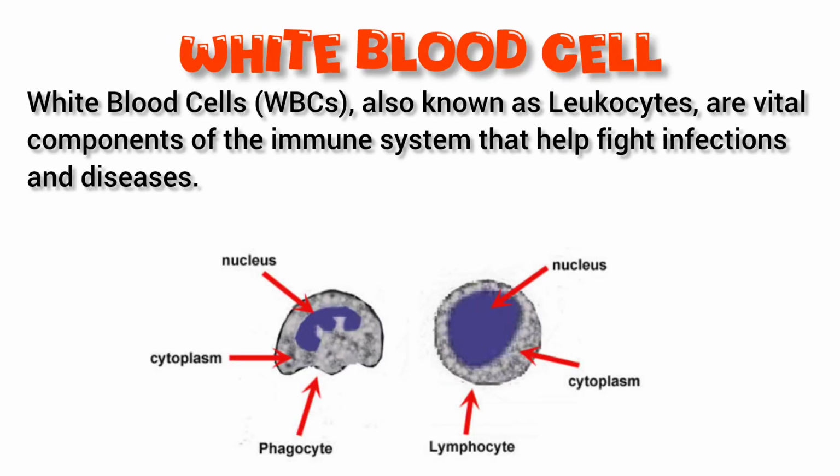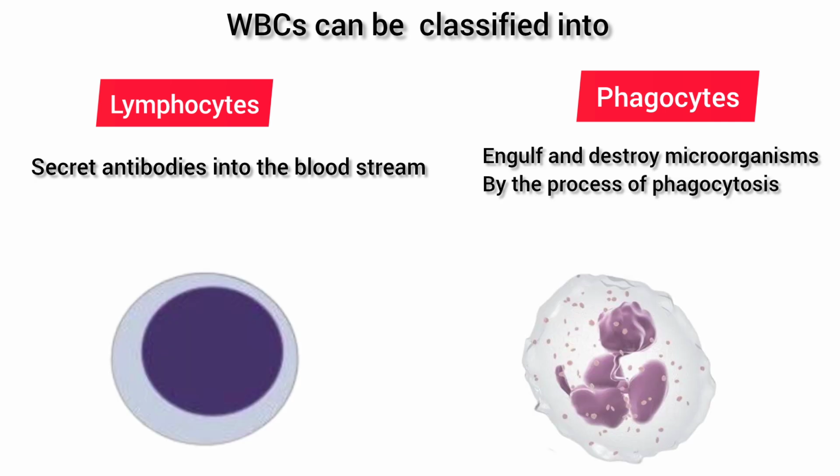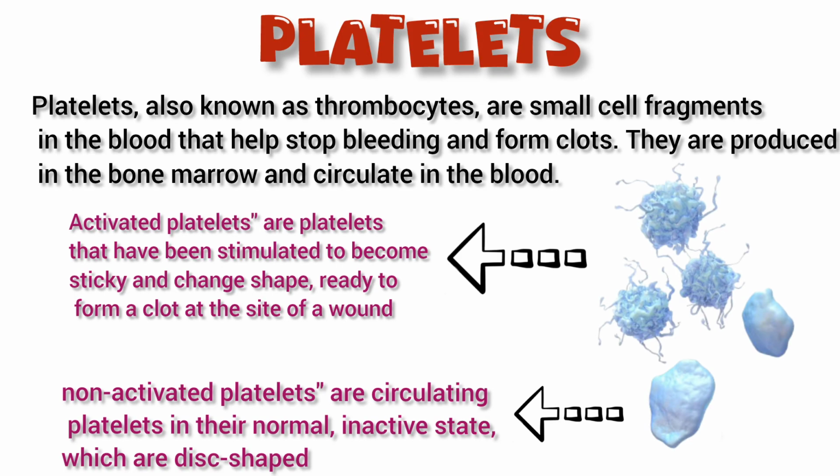White blood cells are also called leukocytes. They act as killer cells that kill pathogens. White blood cells are of two types: lymphocytes and phagocytes. Lymphocytes kill pathogens by producing antibodies. Phagocytes engulf and destroy microorganisms. Platelets are cell fragments that help to stop bleeding.